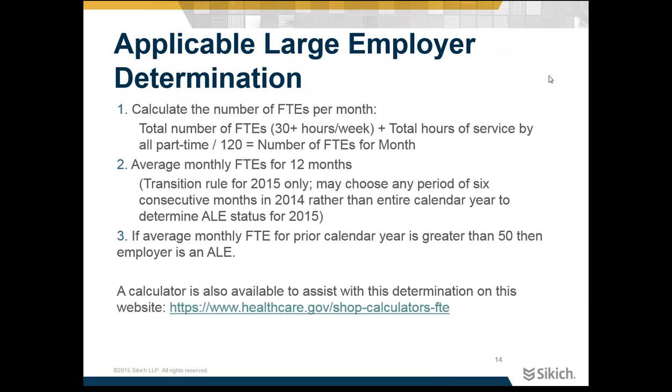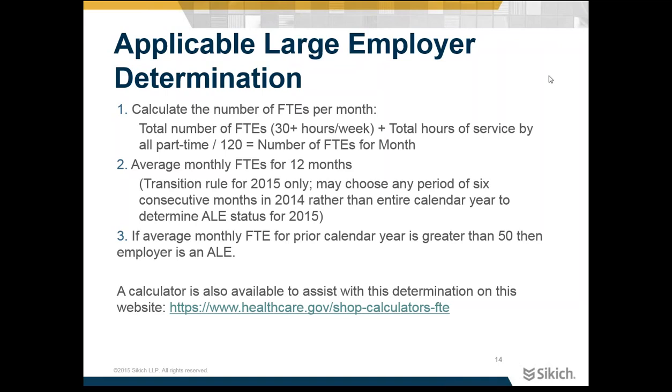And then for those of you who are visual, we'll have a picture on the next slide. To determine how to calculate the number of FTEs per month, you take the number of FTEs that you have, those that work 30 plus hours a week. You add the total hours of service by all your part-time folks, and you divide those by 120, and that's the number of FTEs you have for the month. Then you do the average by month for the year.